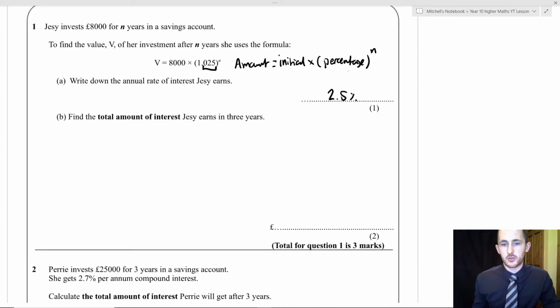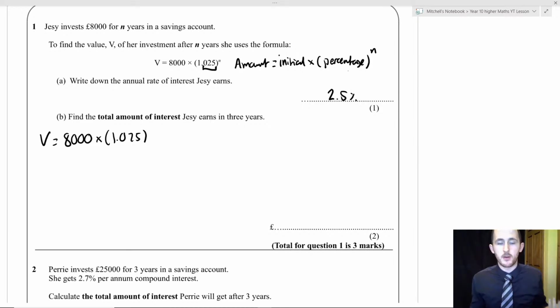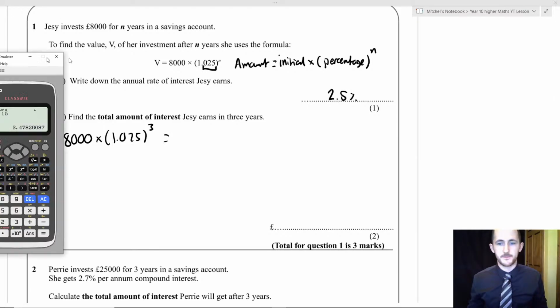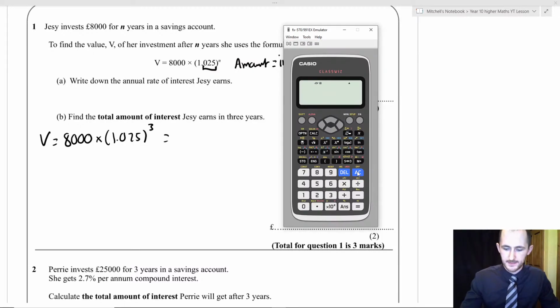Okay. So the actual value, right, using V, is going to be 8,000 times by 1.025. It says in 3 years. So my number of years is 3. Okay. So what we're going to do here is, I've got my calculator here. We have 8,000 times 1.025 to the power of 3. Now this is what her investment is worth after 3 years.